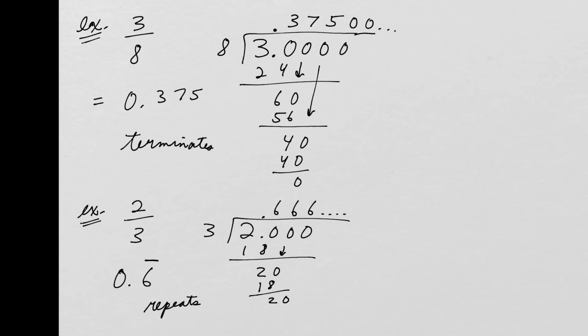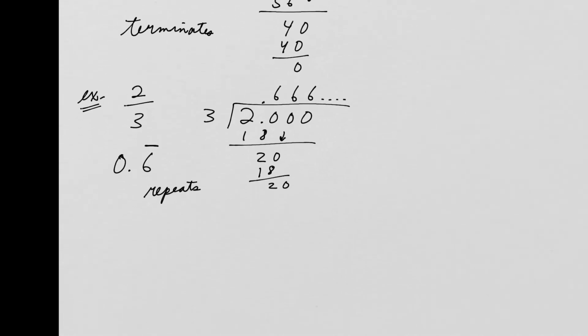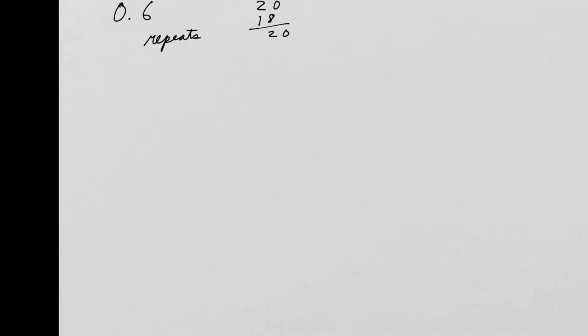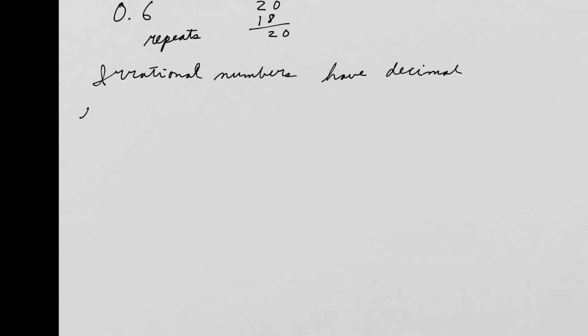Okay, well, are there numbers that have decimal expansions or decimal representations that neither terminate nor repeat? Yes, and those are called irrational numbers. So let me discuss that a little bit. Irrational numbers have decimal expansions, or representations, I'll say expansions, that neither terminate nor repeat.